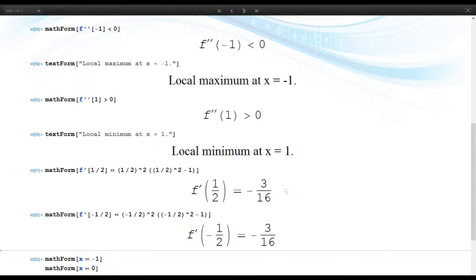So, since the sign did not change, we know that even though we have a critical point at 0, that critical point is not a maximum or a minimum because the sign of the derivative did not change. Our function was decreasing before it hit 0, and it was decreasing after it hit 0. And so there's no maximum or minimum there.